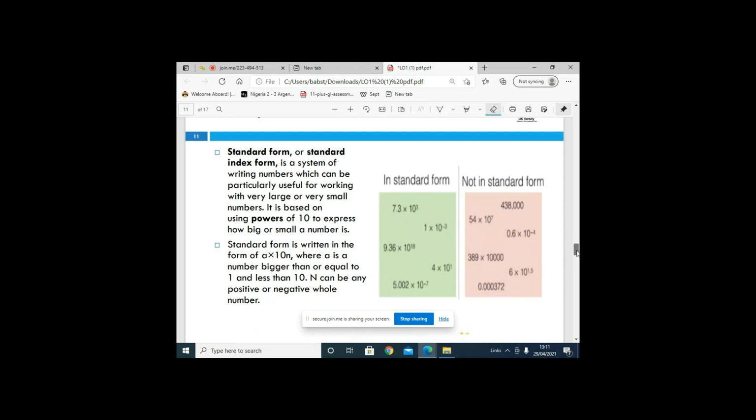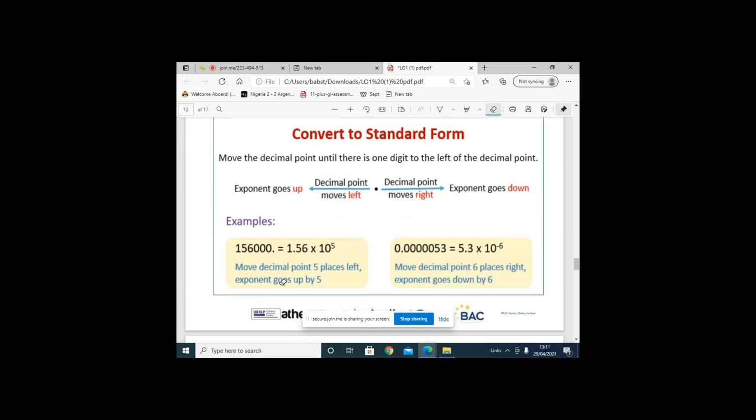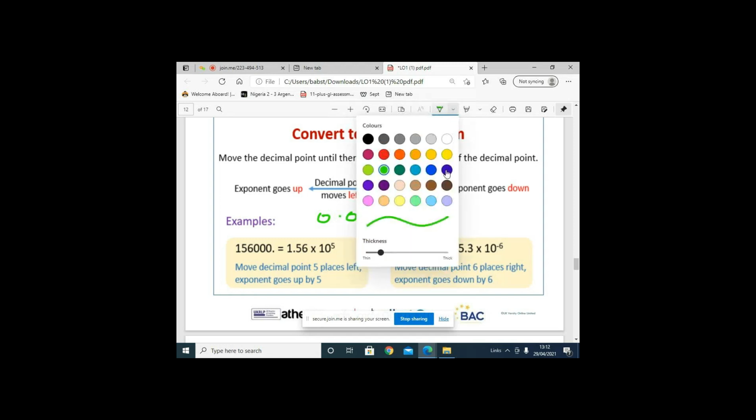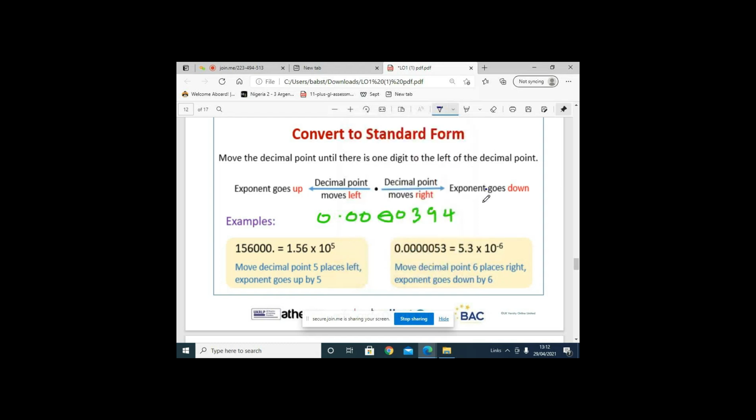There's one more stage again. I thought you had to do this one. Then let me now do this one for you. If you have to do, for example, 0.0000394. Notice what you see about this number is that the zeros are before the number. You know that? Yes. So in this case, unlike the other one we did, we're moving to the left.